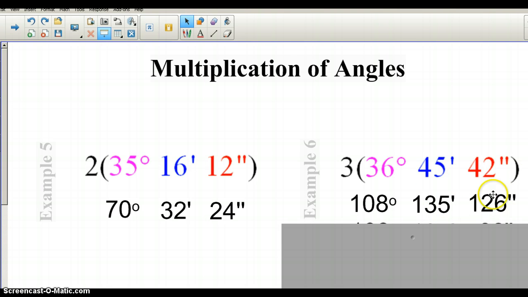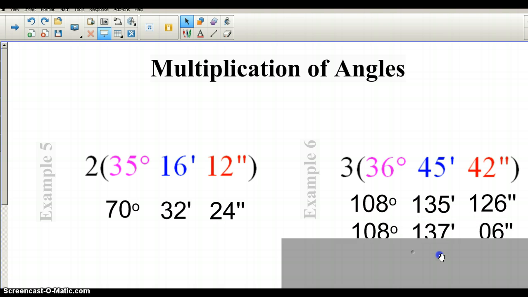Now when I go to the smallest column, here's the problem. Is 126 over 60? Yes. So we've got to decide, instead of saying 126 minutes, what is that technically? Hopefully if you can do the math, it's 2 hours, 120, and 6 minutes. So if we do it in seconds, it's 6 seconds and 2 minutes. So I'm going to add 2 full minutes to this. So this is where I'm going to get 108, 137.06. So we're done with this column.